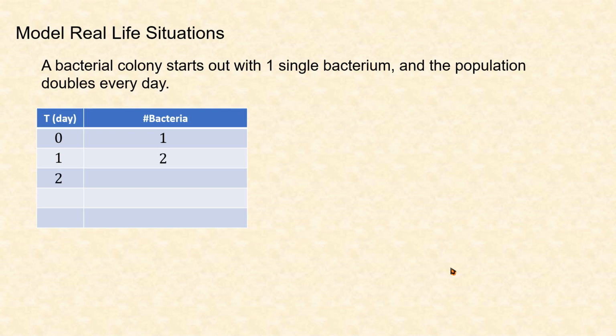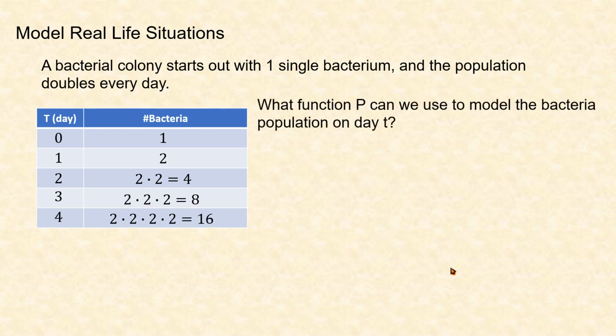After 2 days, it becomes 2 times 2, right? It doubles that. 2 times 2 is 4. 3 days is 2 times 2 times 2, which is 8. Because I just have to keep multiplying by 2 because it doubles. So it means multiply by 2 one more time. So 2 times 2 times 2 times 2 gives you 16. The question is, what function p can we use to model the bacteria population on day t?